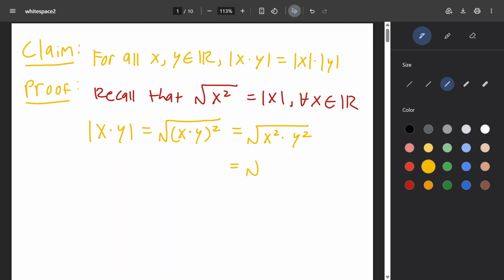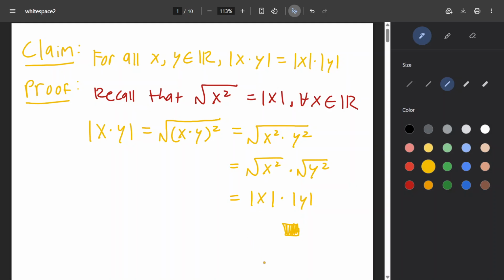Let's continue expanding this. This is equal to the square root of x squared times the square root of y squared. And again, using our definition, we know that this is simply equal to the absolute value of x times the absolute value of y. And our proof is done.